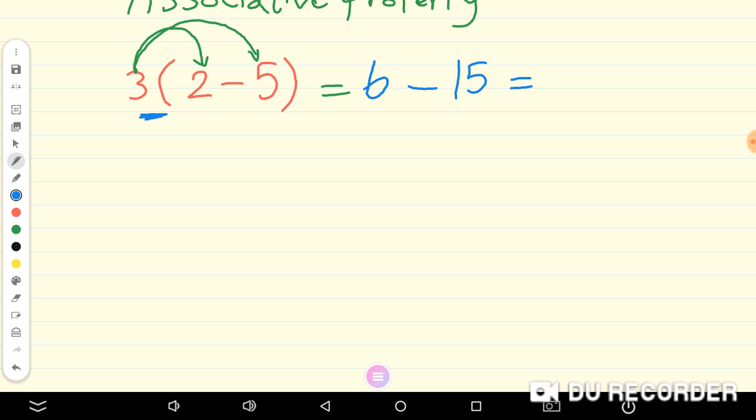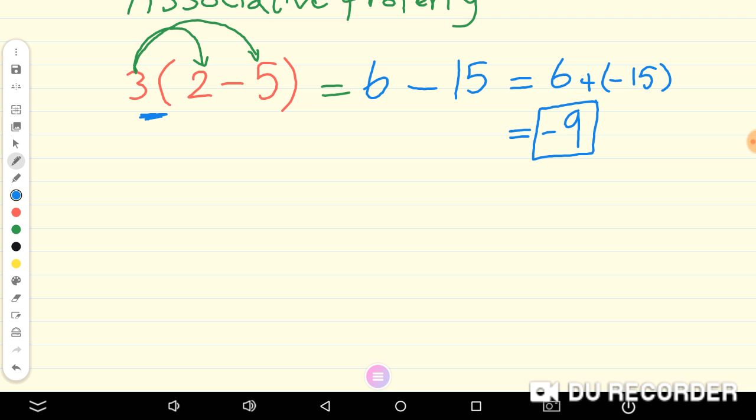Then we can add them. To add, I have to write it in this form: 6, instead of minus, I'll write plus negative 15. We use the rule: sign of the big one and subtract. The big one here is 15, so its sign is negative. Then subtract 15 minus 6 equals 9. So the answer is negative 9.